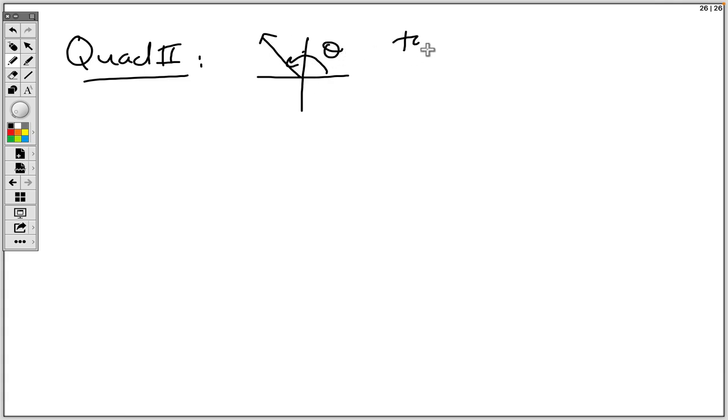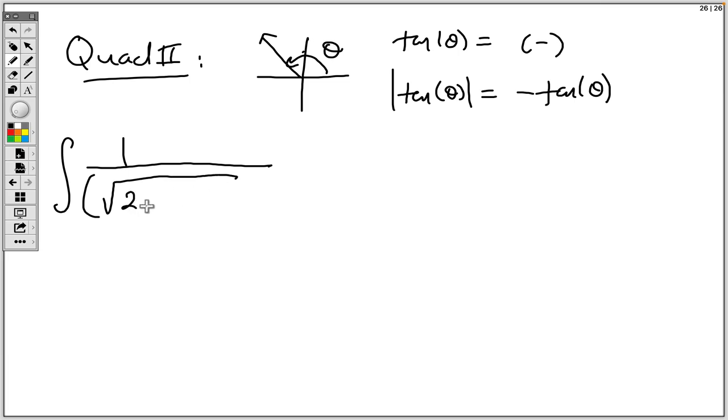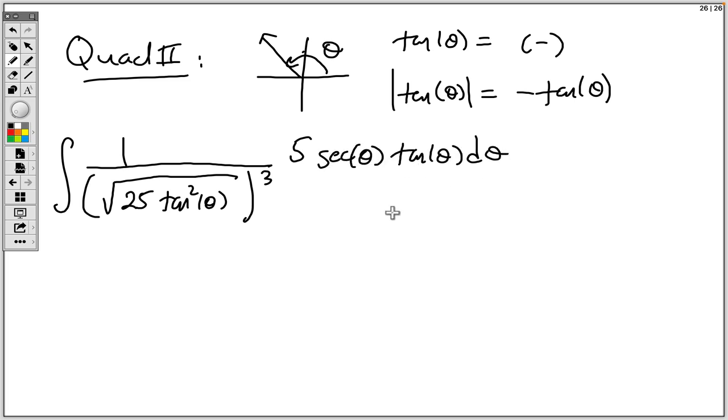In quadrant 2, the tangent of theta is a negative number. So the absolute value of the tangent of theta would be positive. So that's the opposite of the original tangent of theta. So that means when we were going through and we had this show up, we had the square root of 25 tangent squared theta, cubed, times 5 secant of theta tangent of theta d theta.